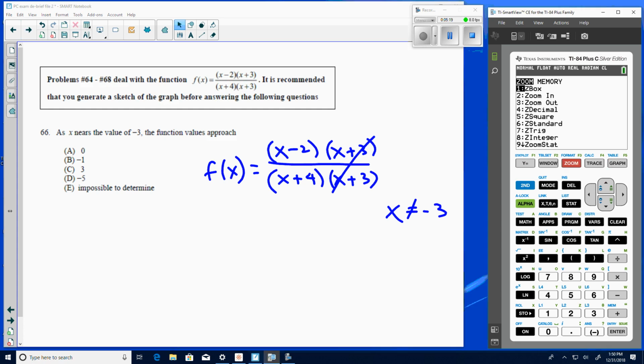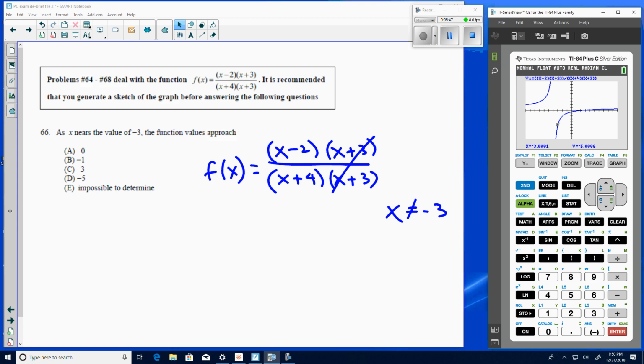And go back to my calculator again. Here we are in the standard window. If we trace and we put in negative 2.999, that's pretty close to negative 3. And we see the y value is very close to negative 5. Or we could trace and put negative 3.0001. Again, very, very close to negative 3. And the y value is, again, very close to negative 5.